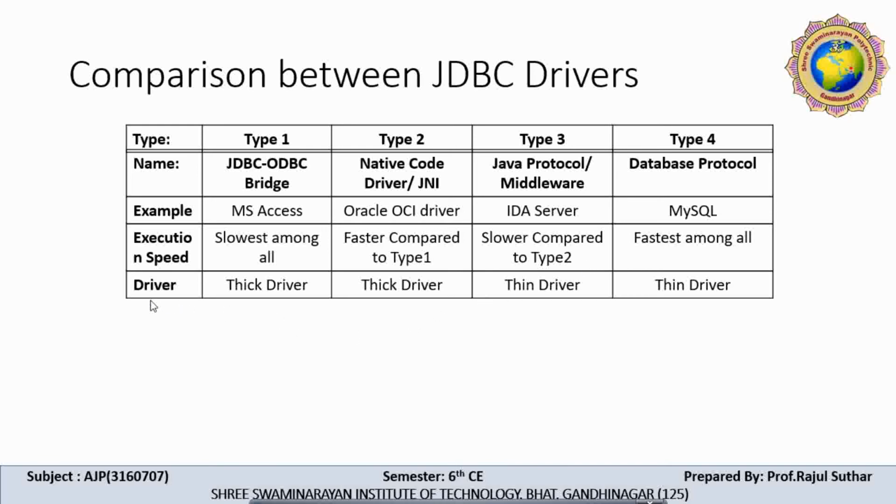This is the comparison already covered. What is a thick driver and a thin driver? So here type 1 and type 2 both are thick drivers, while type 3 and type 4 are thin drivers. So what do you mean by thin driver? The thin client driver means you can connect to the database without a client installation on your machine. Then thick driver: a thick client would need a client installation on the machine. So type 1 and type 2 both are thick drivers.